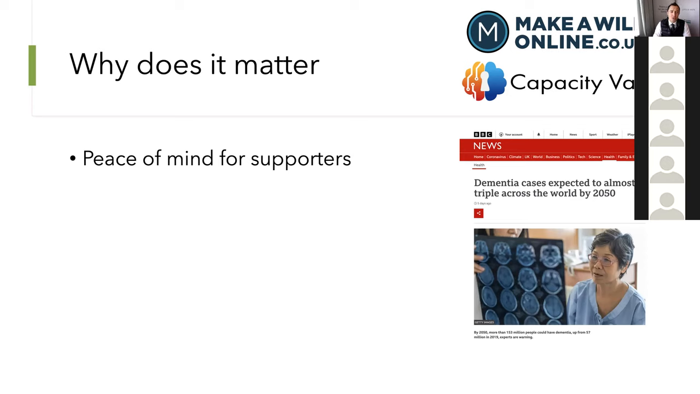Peace of mind for your supporters. When somebody makes a will, they want to know that they have set out their wishes in a way that is not going to be overturned once they have gone. Can't overemphasize the importance of the peace of mind to the people making the will. It also matters because by addressing it, you reduce the chance of there being a challenge. You allow people to take steps to avoid an unnecessary challenge to their will when they've gone.